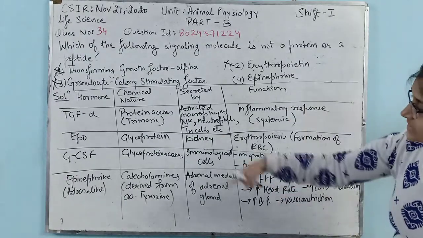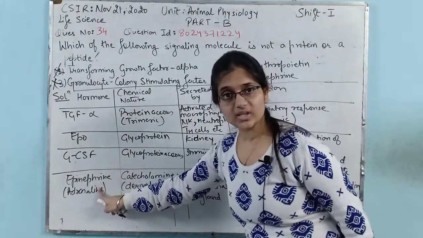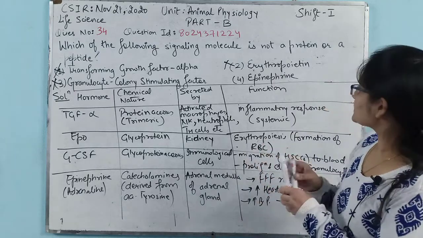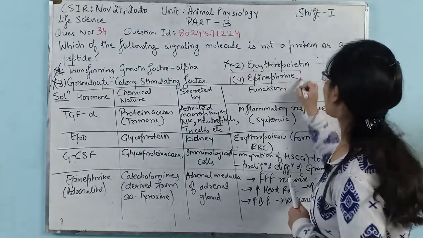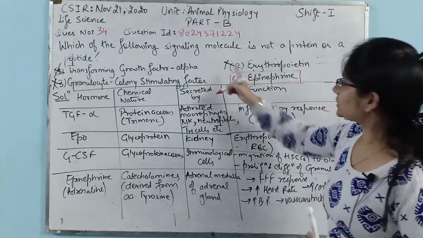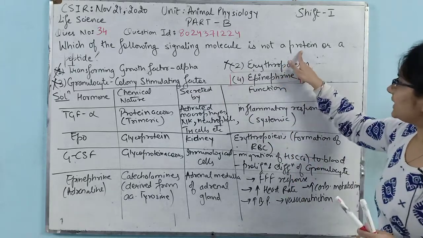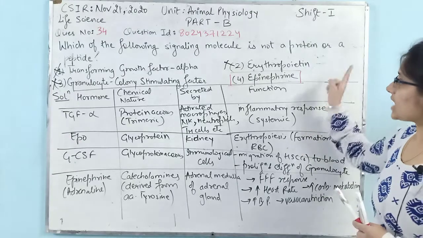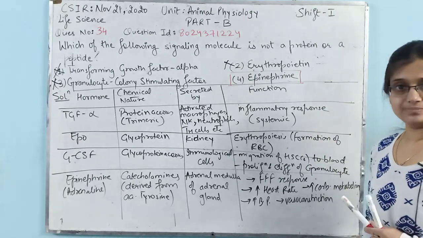Right? So amongst all this, epinephrine is the one which is amino acid derivative. Right? So this gives us our answer, epinephrine. While the rest of the three options are either proteinaceous or glycoproteinaceous in nature. Right? So the answer for this question is 4.